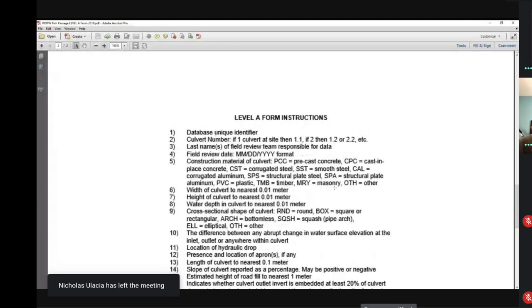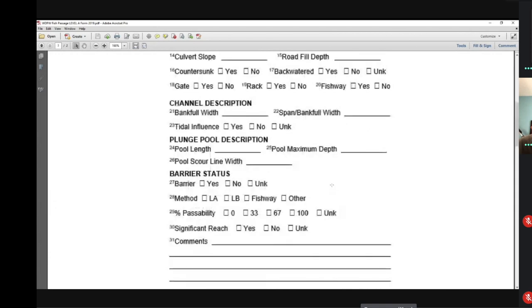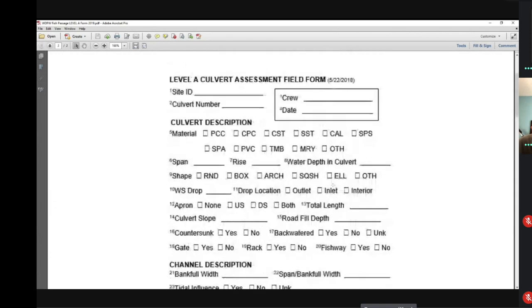Most of what you're going to see is going to be precast concrete, corrugated steel, or corrugated aluminum. On big pipes, we will see some structural plate, steel, or aluminum. And then on real small streams or non-fish streams, there's more plastic. You often don't see plastic much anymore. Okay, so we got material.